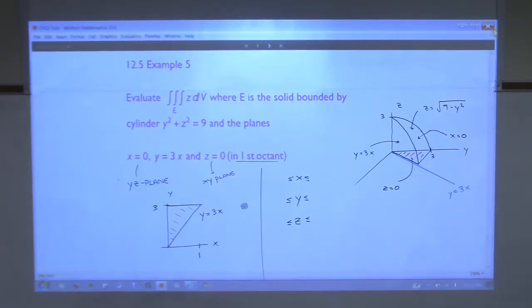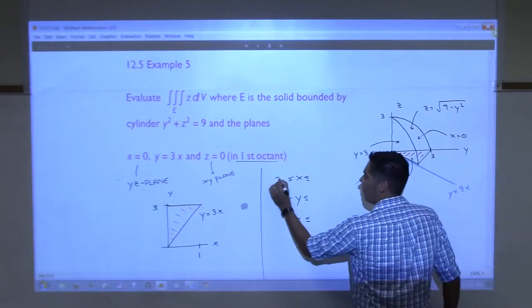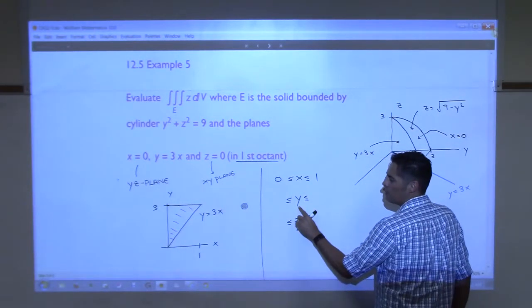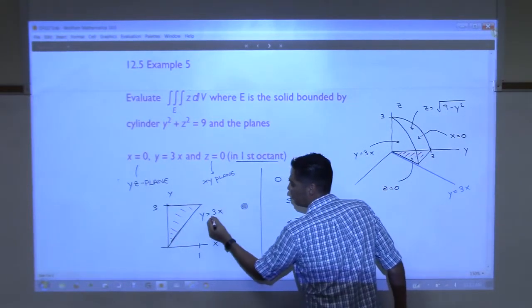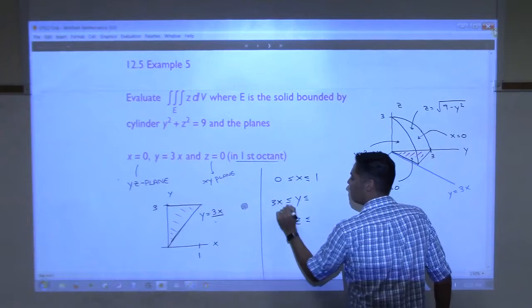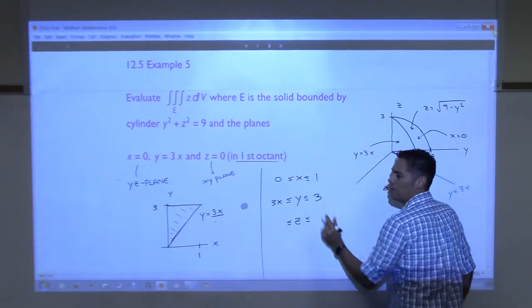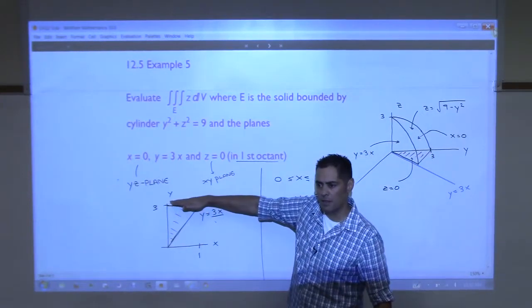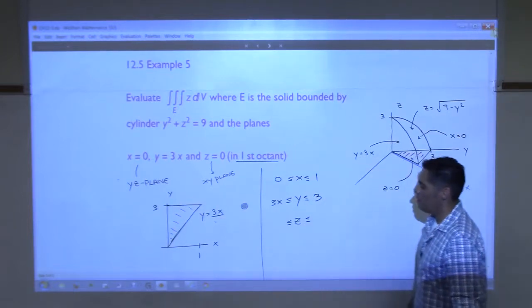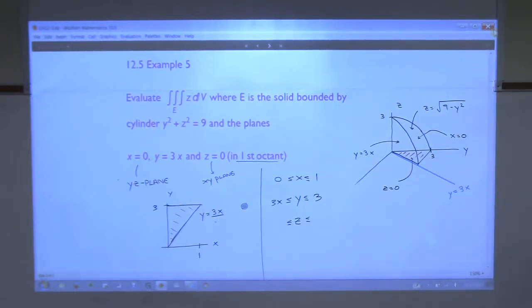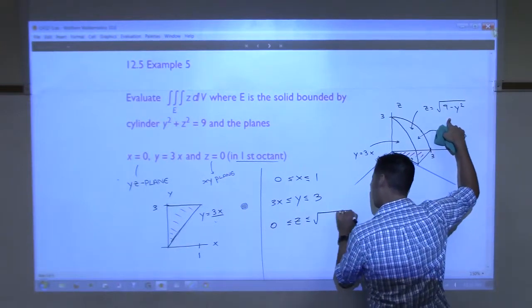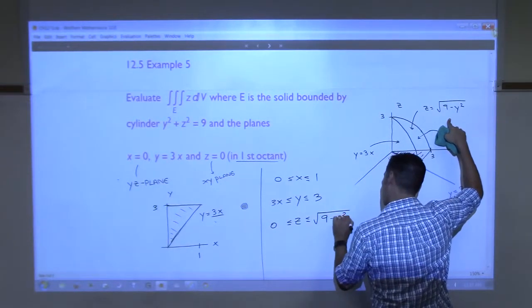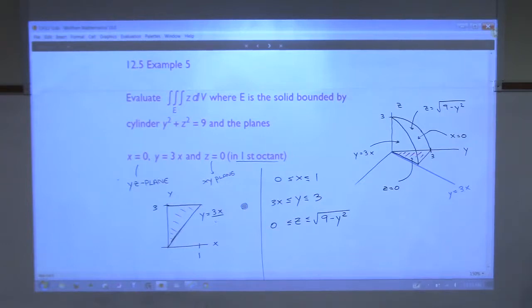So what do we got? On x, it's what? 0 to 1. On y, it's the bottom function, right? First, so 3x to what? 3, the constant 3, right? It's going to always be 3 on the top. And then what about z? 0 to the square root of 9 minus y squared. There we go.